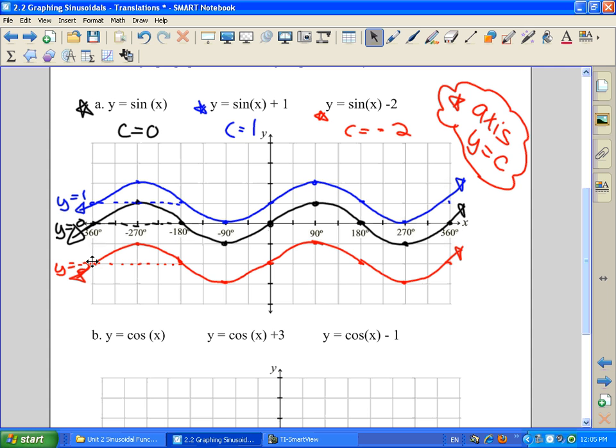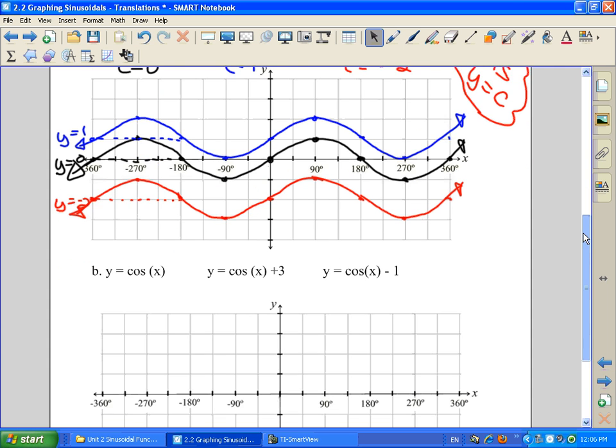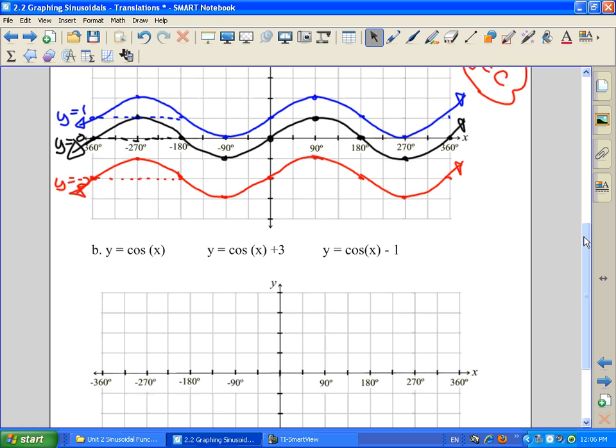All right, so now we're going to do the exact same thing looking at c, or our vertical translations, but we're going to use the parent function cos x.